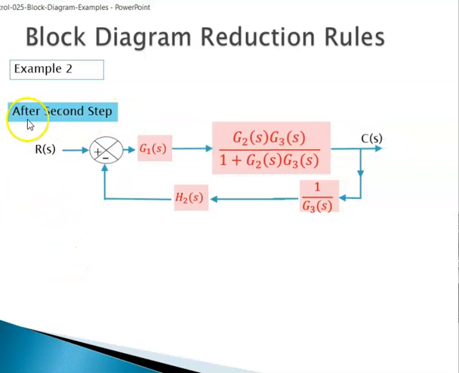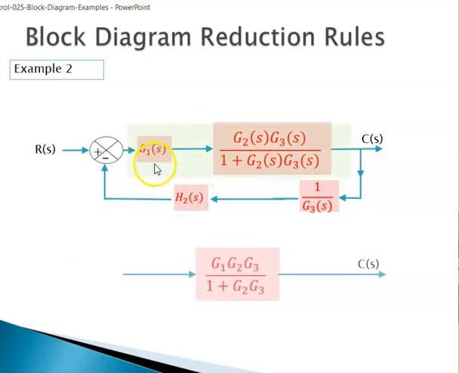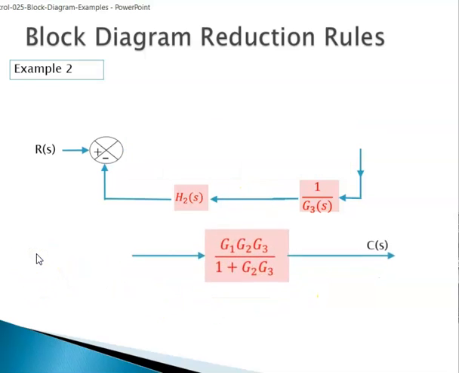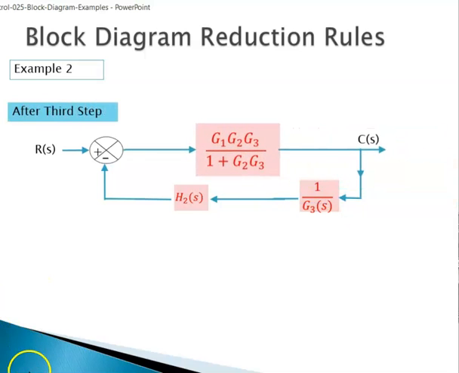And this, you say, is the second step. A third step, you can show it as shown in the subsequent slide. You can see that these two blocks, G2 and this whole block, they are in series. You multiply them together and substitute by one block. Let me show that. Erase it and put it in its place. Now you see that you have a feedback loop with G1, G2, G3 over 1 plus G2, G3 in the feed forward path and H2 by G3 in the feedback path.